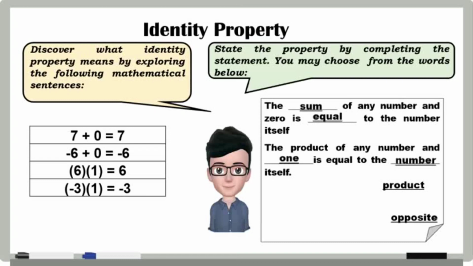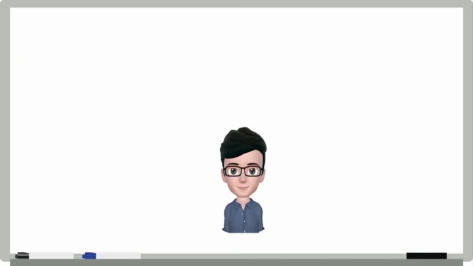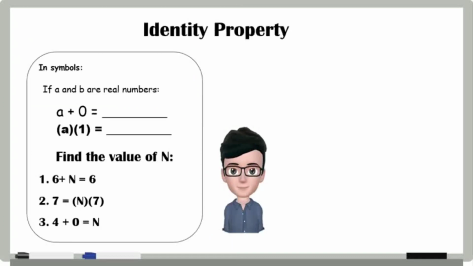Okay, good. So kung mapapansin nyo, parang common sense lang. Pag nag-add ka ng 0, it will not change the number. Pag nag-multiply ka ng 1, it will not also change the number. So parang let's illustrate identity property in symbols.